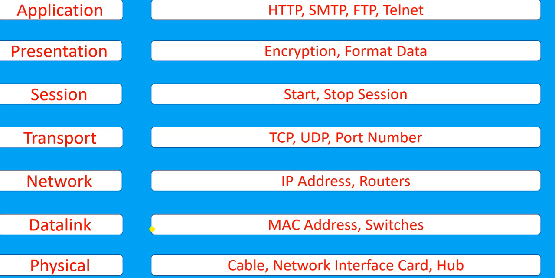And the last layer is the application layer, which contains a variety of protocols that are commonly needed by users. One widely used protocol is HTTP, that is Hypertext Transfer Protocol, which is the basis of the World Wide Web. Other protocols are SMTP, that is Simple Mail Transfer Protocol, and File Transfer Protocol, that is FTP.